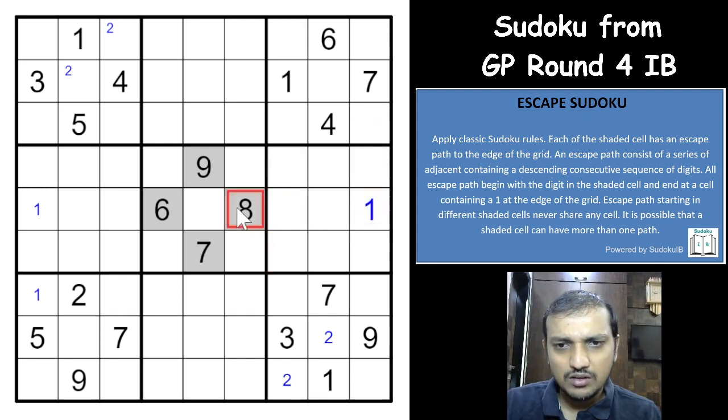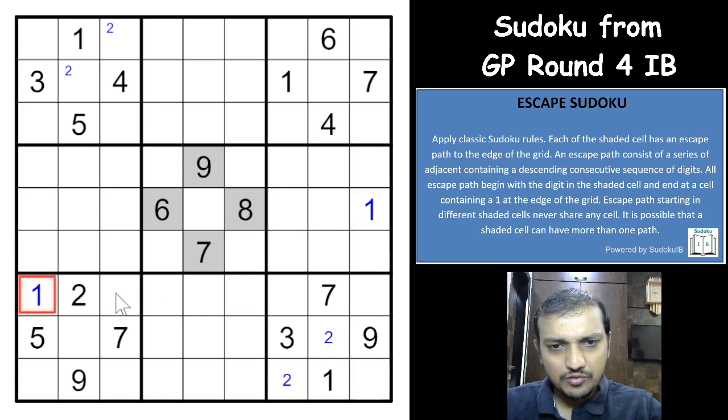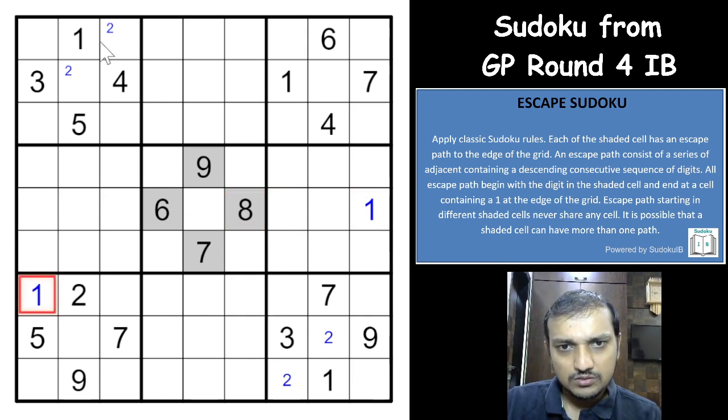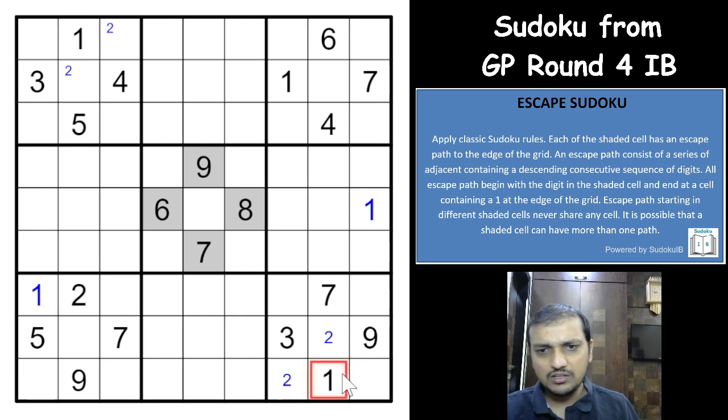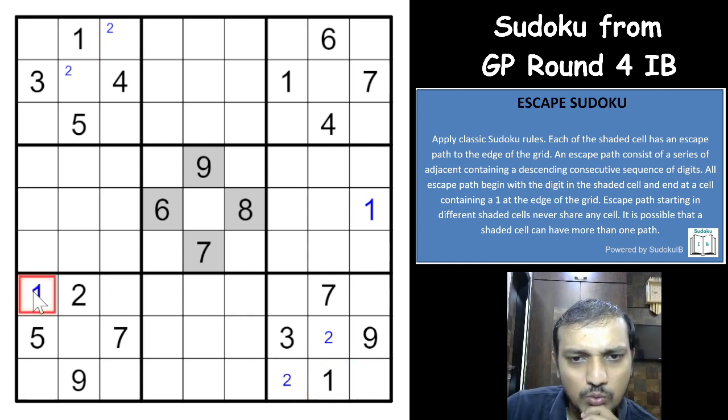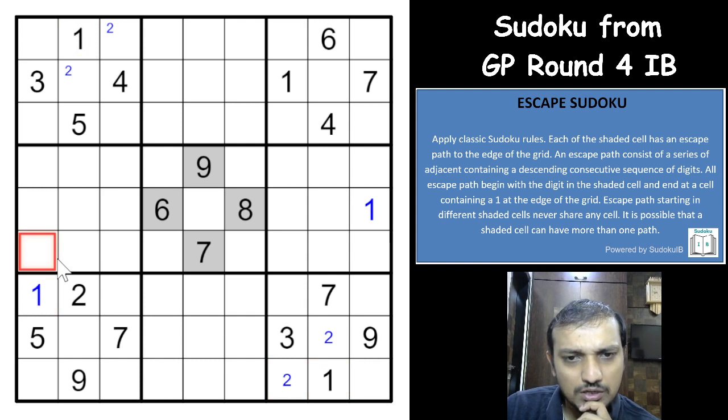So this is the one for the 8, this is the one for the 6, this is the one for the 9, and this is the one for the 7, right? So you get a 1 here. This can still be a 2 for the 6, or this is the 2 for the 6, right?